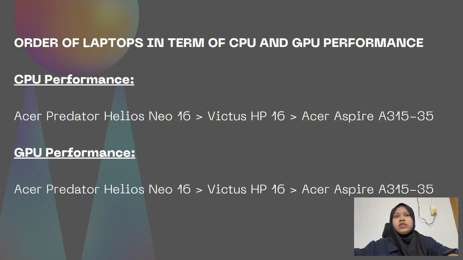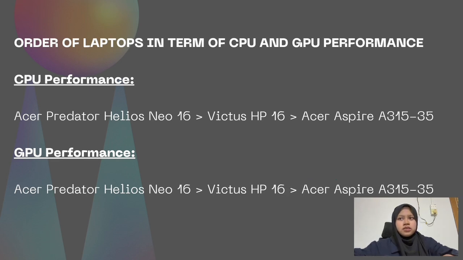Okay, so next is discussion of the results, which is the order of the laptops in terms of CPU and GPU performance. For CPU performance, Acer Predator leads the way, number 1, and then Victus, and then Aspire. For GPU performance, it's also the same: Acer Predator leads, and then Victus HP 16 and Acer Aspire.